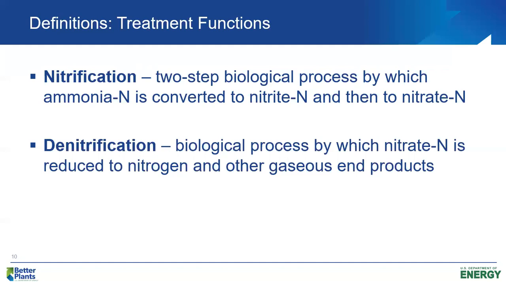But again, a two-step process. It consumes quite a bit of oxygen. For every pound of ammonia nitrogen that's oxidized to nitrate nitrogen, that'll consume theoretically 4.5 pounds of oxygen. Realistically, every pound of ammonia nitrogen converted to nitrate nitrogen will consume about 4.3 pounds of oxygen. So when we talk about nitrification, please understand that that is not biological nitrogen removal.